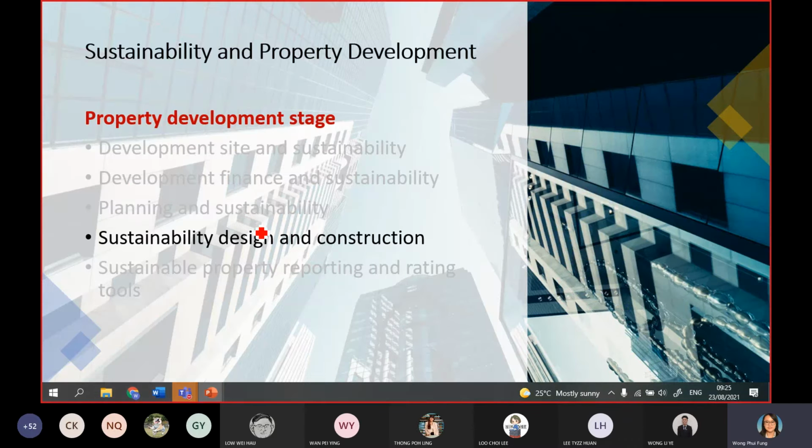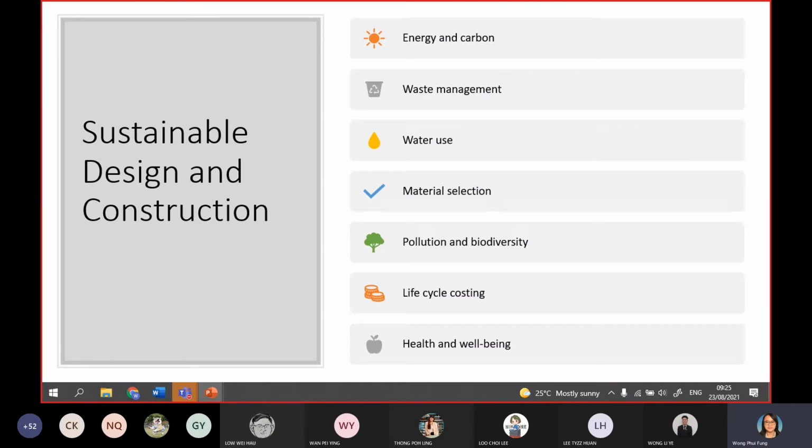So moving forward to the design and construction, during this part, a lot of sustainability elements can be injected during the design stage, during the construction stage. So I will talk about each one one by one. So the first one, we talk about energy and carbon first.